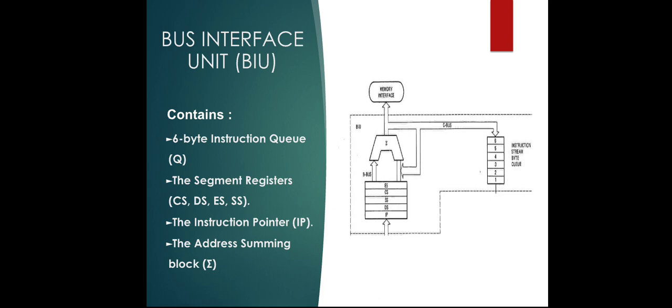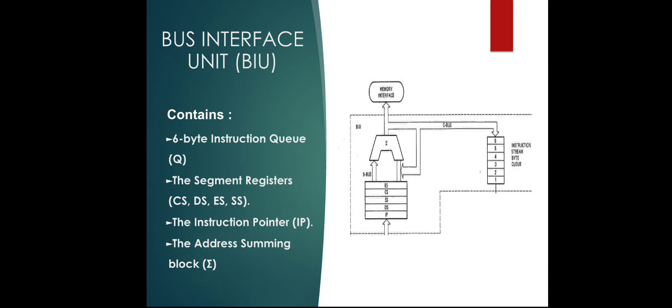The queue works on the principle of first in, first out. From this instruction stream byte queue only, the byte codes are sent to the decoder, and after decoding, they are sent to execution. This is the main important block for understanding the concept of pipelining in the 8086 microprocessor. Pipelining can be defined as fetching, decoding and execution.